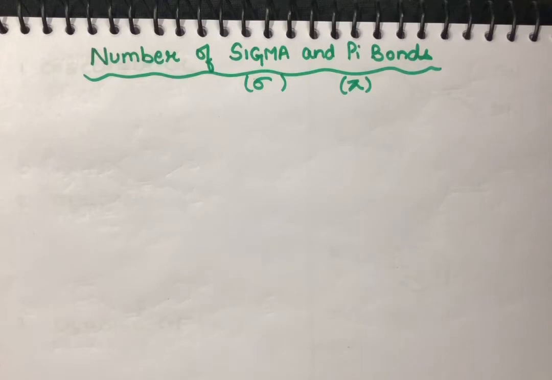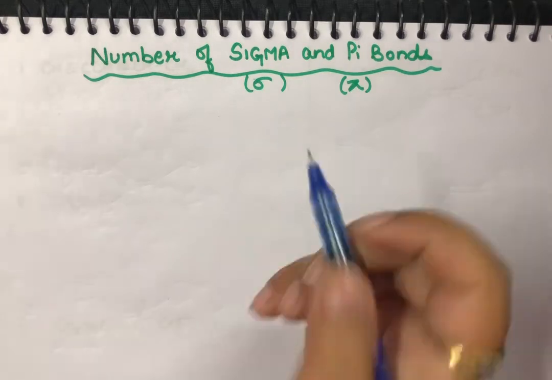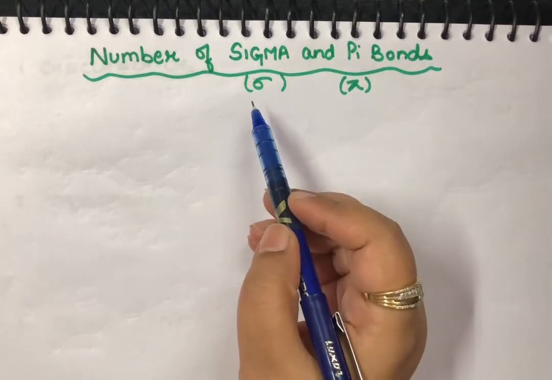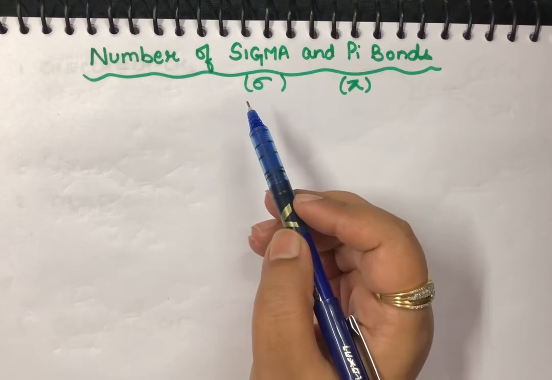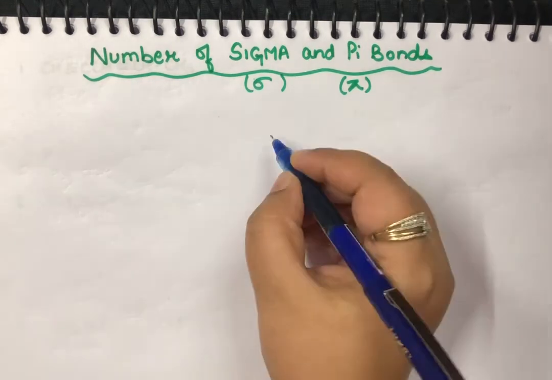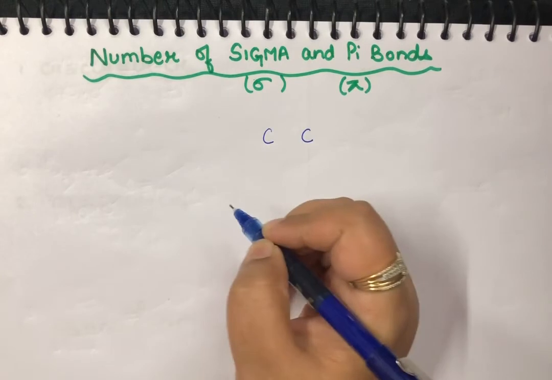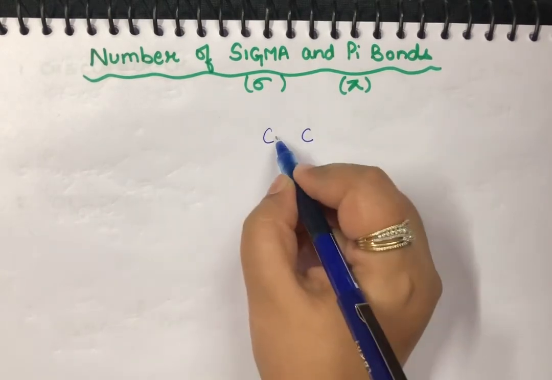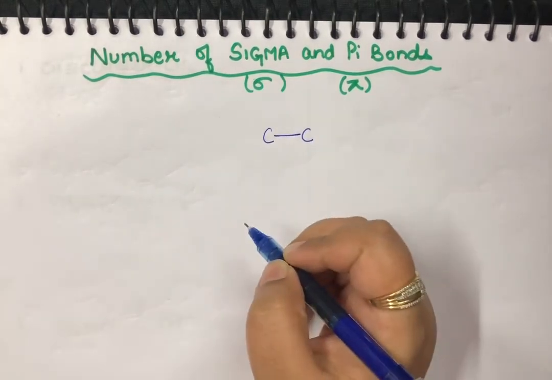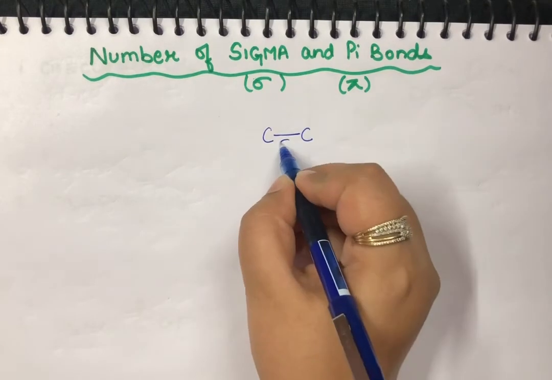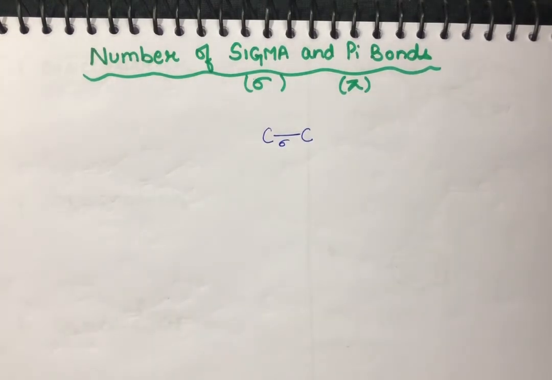Students, in this video I'm going to tell you how to calculate the number of sigma and pi bonds in a molecule. Now what are sigma and pi bonds? I'm not going to go into the detail of how the sigma and pi bond is formed, but in general a sigma bond is the very first covalent bond that is formed between two atoms. For example, if I have a carbon-carbon, I have two atoms of carbon, the very first covalent bond that would be formed between the two carbon atoms is called a sigma bond.